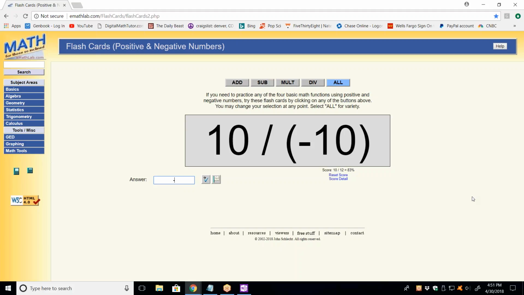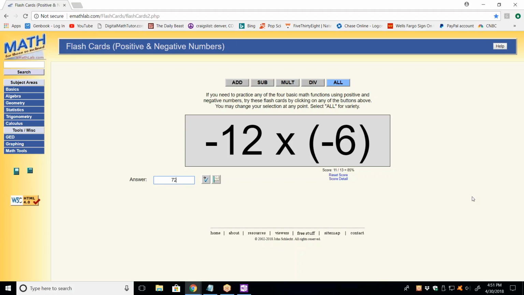In other words, the first thing I want you to answer here is what the sign is. I've got a positive number being divided by a negative number. The sign has to be negative. 10 divided by 10 is 1. Okay? Same thing here. I want you to give me the sign first, the number second. Positive. Good?